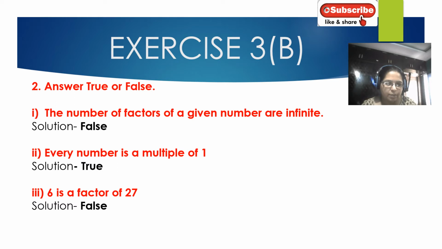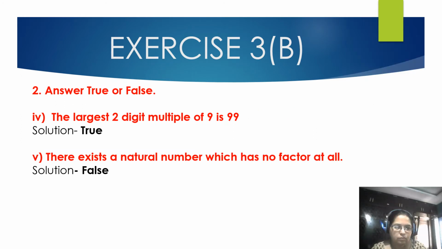Third bit, 6 is a factor of 27. False. We can't multiply 6 with any number to get 27. Fourth bit, the largest two-digit multiple of 9 is 99. True. As we multiply 9 with 11, we get 99. 9 and 11 are the factors of the number 99 and 99 is the multiple of 9 and 11.